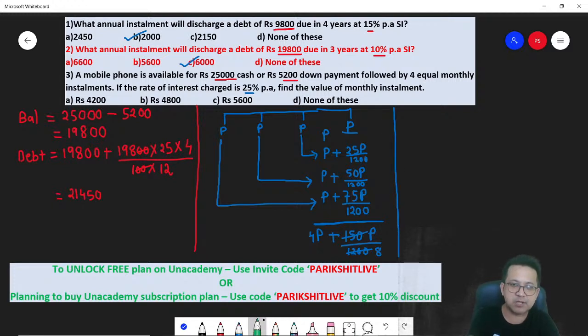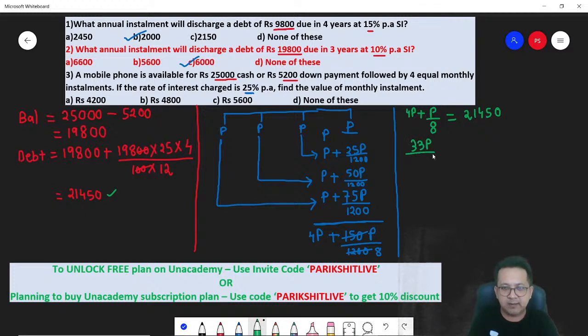As per the question, 4P plus P by 8 must be equal to the total debt. What is the total debt that we calculated? Leftmost on your board, 21450. Can you see? Leftmost on your board. So can you do the maths?